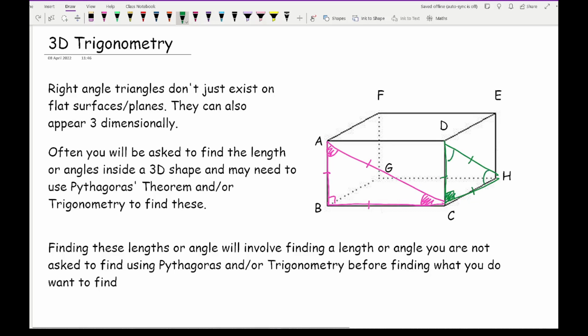Now if I pick another triangle, which I can see from the top, so looking at the plane of AFED, I just pick this triangle here. Then this angle here would be my 90 degrees. This is a side, that's a side, that's a side. And I've also got these angles here. Now, that's looking at it from a two-dimensional perspective, but we can also look at a cuboid as a 3D shape, looking at it three-dimensionally.